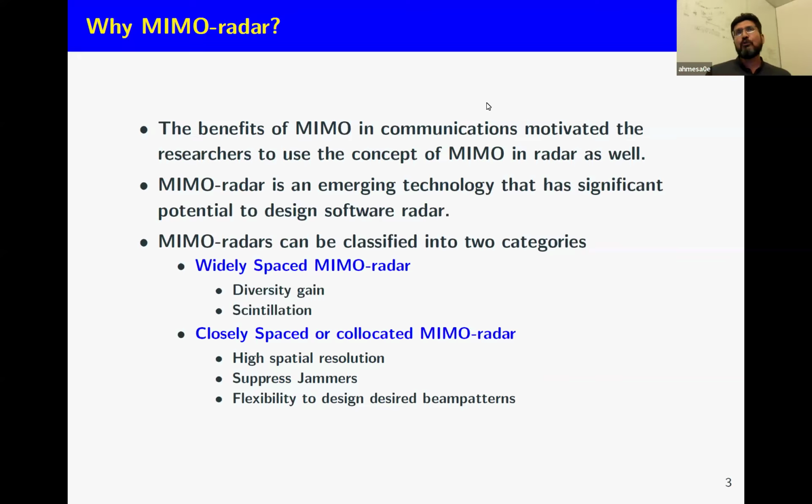Here, what we do is use multiple antennas and place them very close to each other. Usually we put them at a distance of lambda by 2 from each other. So this is how we place them.